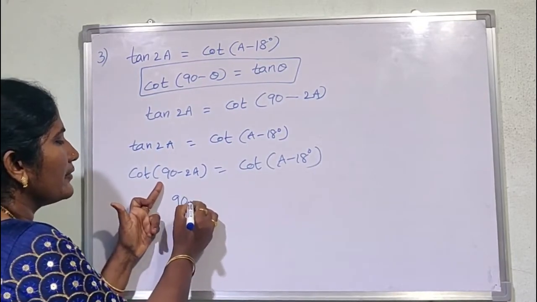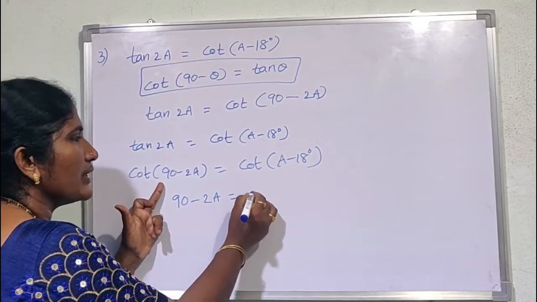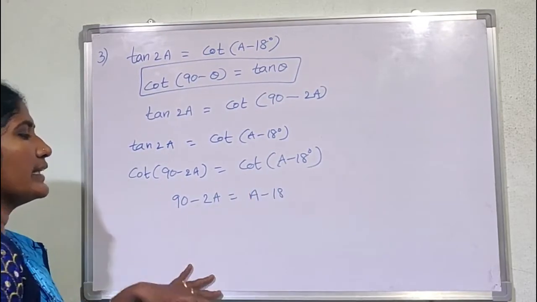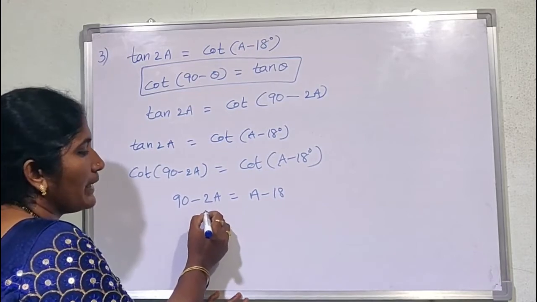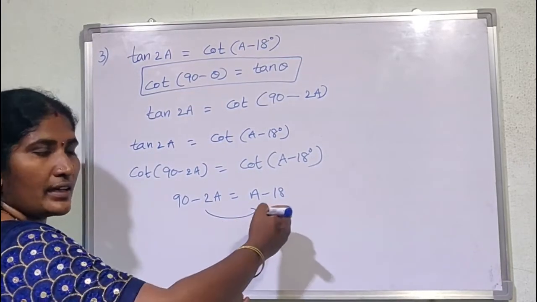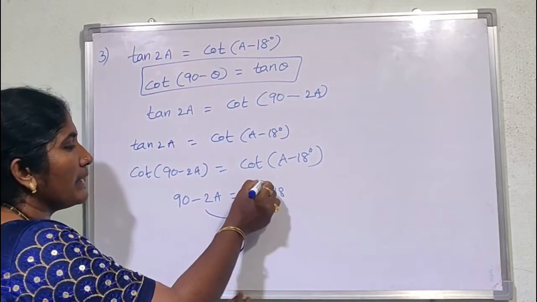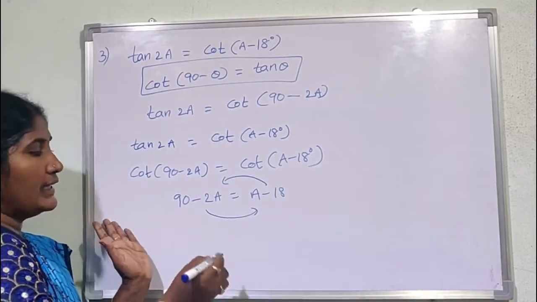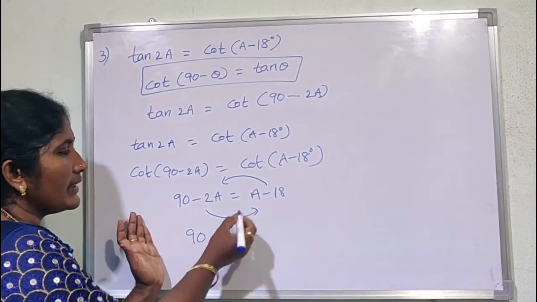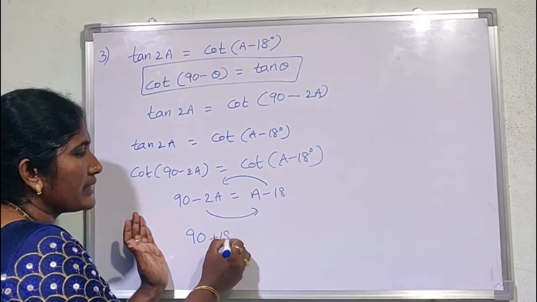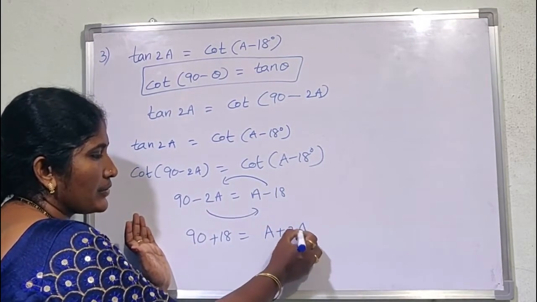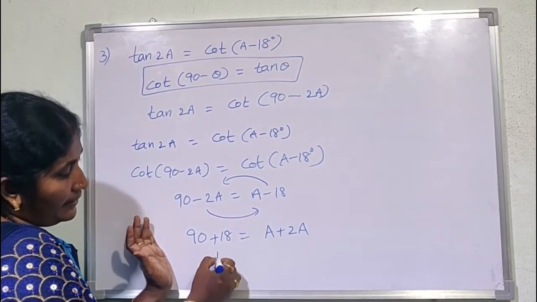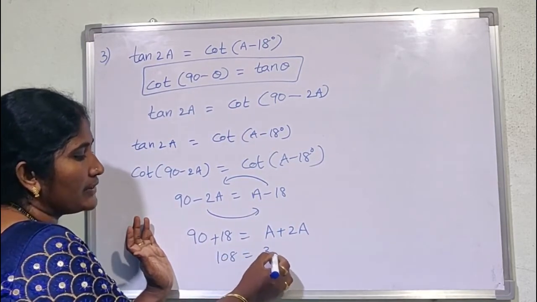Now what are the remaining values? 90 minus 2A is equal to A minus 18. So transpose like terms to the same side. Minus 2A transposes to the RHS and minus 18 transposes to the LHS. Here already 90 is there. Minus 18 becomes plus 18. Here A is there. Minus 2A becomes plus 2A. 90 plus 18, 108 is equal to 3A.